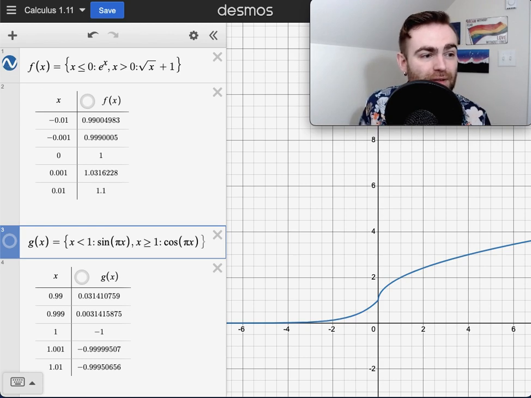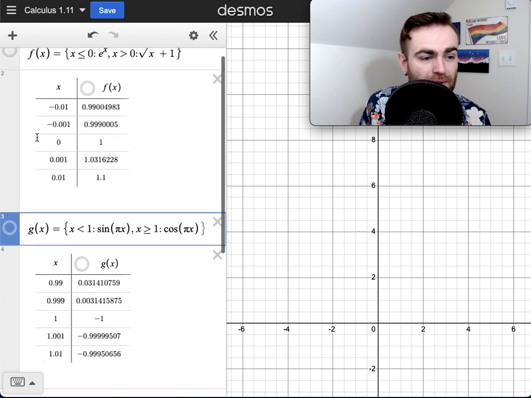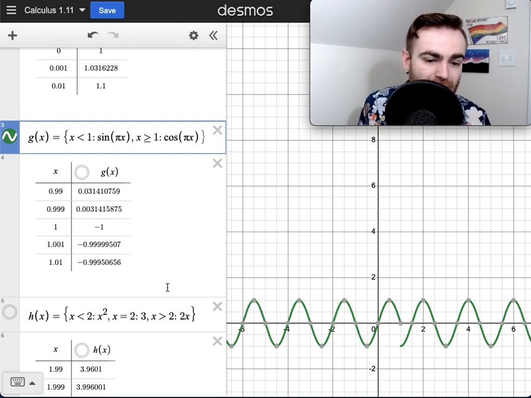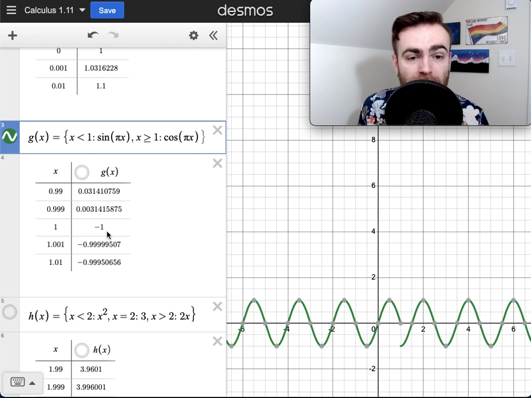The second function we're going to look at is a sine and cosine graph, because why not? And the point of contention here is x equals 1. And we can tell that it does have an output. If we look at the chart, if I input 1 to the function, I output -1. Let's look at the limits. The left-hand side limit seems to be approaching 0, and the right-hand side limit seems to be approaching -1. Since those two values are not the same, it is discontinuous.